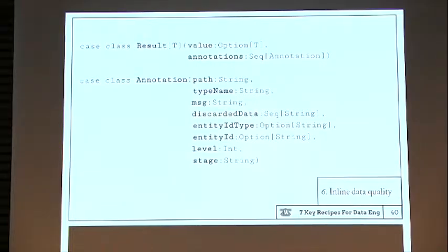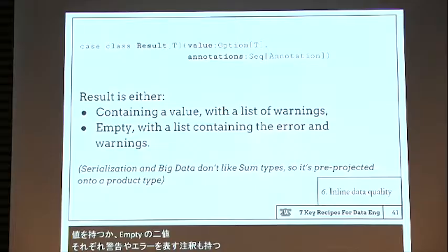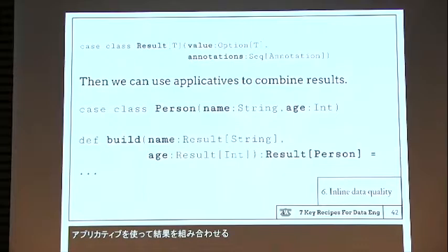Annotations are the data quality elements of the data. An annotation looks like an error, it could be a warning and so on. It's more flexible than an error. And then you have the result that can contain the value or is empty. And if it is empty, you have the error on why it is empty inside the list of annotation. And then you can compose all of that using applicative functors.